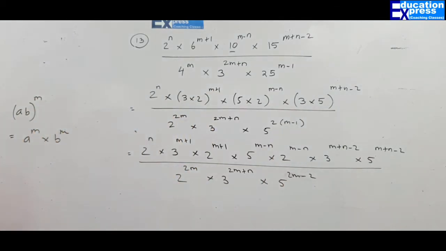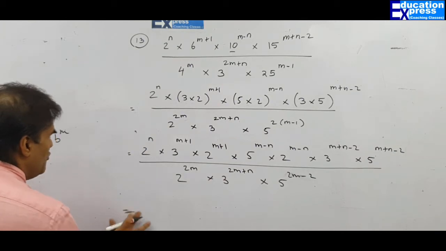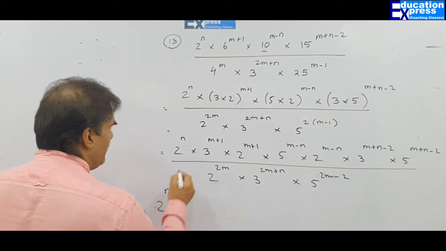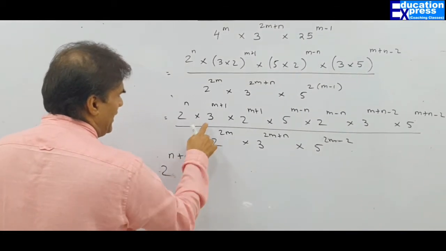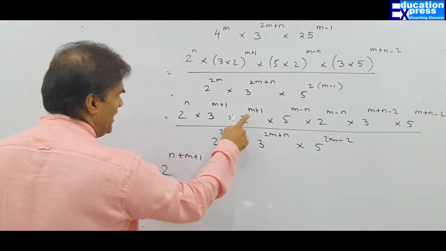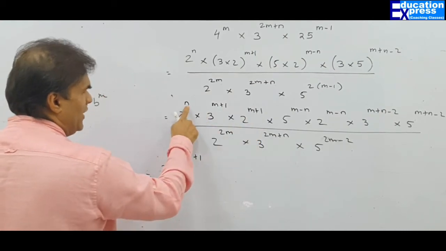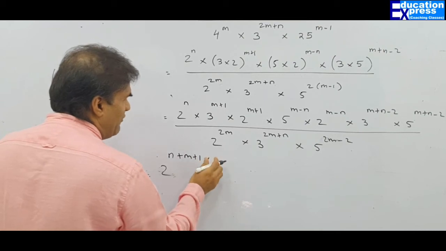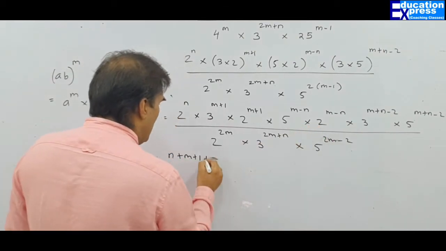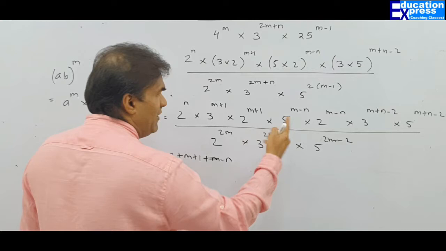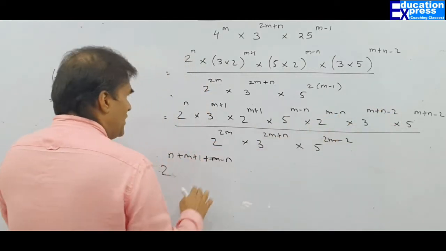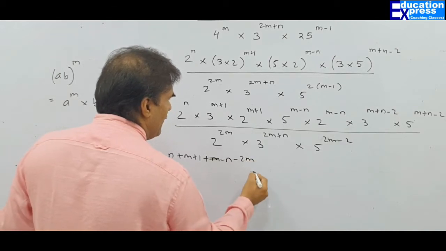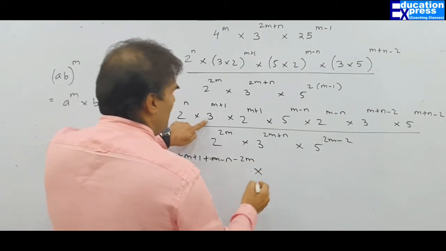So now you know very well what we are supposed to do? All 2 together, all 3 together, 2 raised to n plus m plus 1. But I cannot add this because this is 2 and this is 3. I am adding this m plus 1. 2 raised to n. Again 2 raised to m plus 1. Then check where is 2. So here, plus m minus n. Anywhere else? Nowhere else. Down, sir, down. There is 2m. Minus 2m. Perfect.